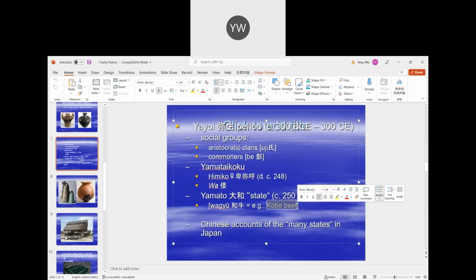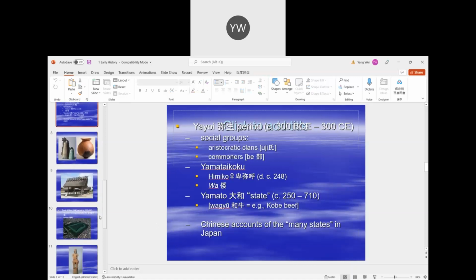For example, Kobe beef. Anybody know the great basketball star called Kobe? He's named after the Kobe beef. Kobe is one of the towns in Japan, and Kobe beef simply means Yamato or Japanese beef, because Kobe means this character. This Chinese character could have different pronunciations depending on the context. Sometimes it's pronounced as Yamato, sometimes as Kobe, but it's the same character, and that's the character Japanese refer to themselves. Chinese accounts do mention the many states in Japan, and we know very little about early Japanese civilization.